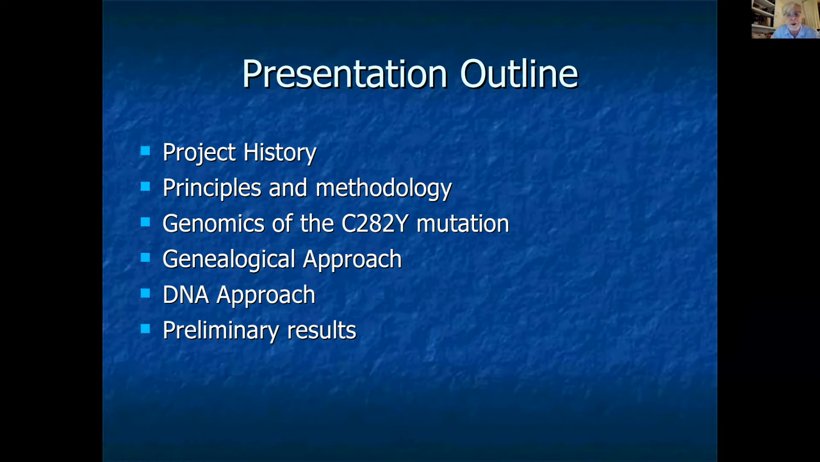What I am looking for is which ancestor came here to the New World, who could have brought the mutation here in, I would say, Canada, but much more in the New World. And finally, I will give you some preliminary results, but as you see quite often on the internet, it's a work in progress.